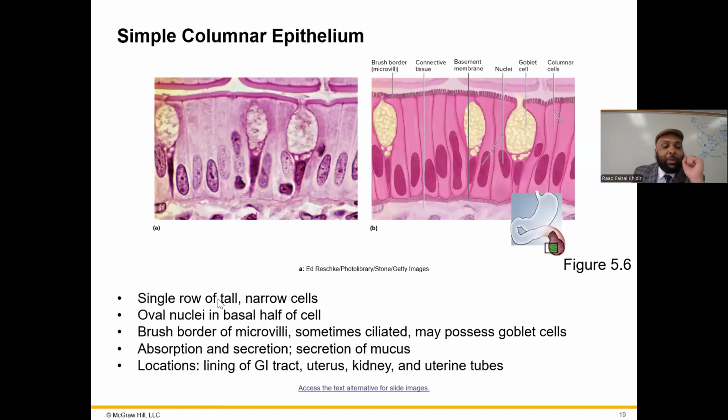The simple columnar epithelium now is an example of a single row of tall, narrow cells. It has oval nuclei in the basal half of the cell and a brush border of microvilli. Sometimes it is ciliated, known as ciliated simple columnar epithelium, and it may possess goblet cells. They are important for absorption and secretion of mucus. They are found in the lining of the GIT, the uterus, the kidney, and the uterine tubes.